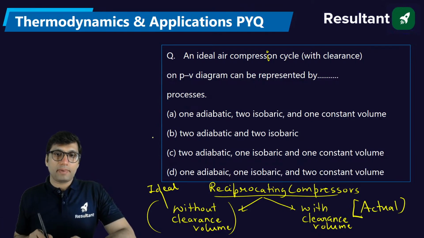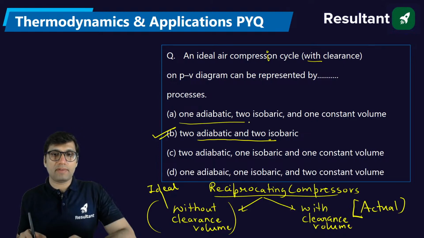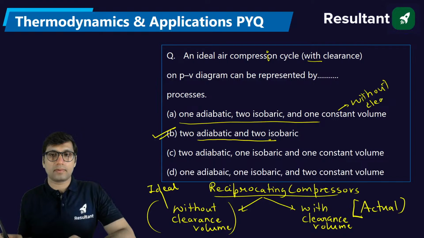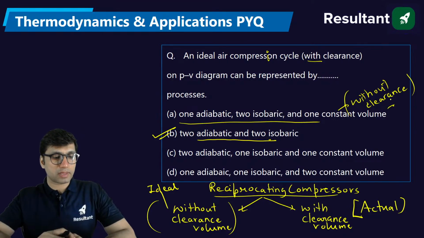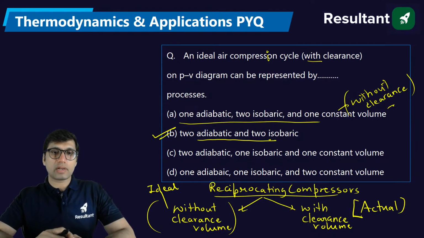So the right answer will be option B, 2 adiabatic and 2 isobaric. When we say with clearance, then these are the processes. When we say without clearance, then these will be the processes on the PV diagram. In the ideal situation, this is how the process will be represented. In the actual condition, the process will be 2 adiabatic and 2 isobaric.